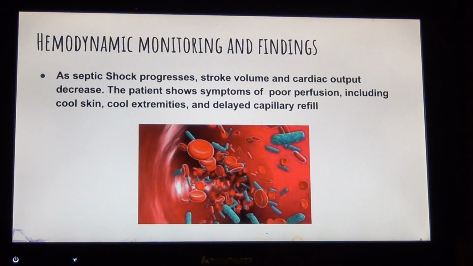Hemodynamic monitoring and findings. As septic shock progresses, stroke volume and cardiac output decrease. The patient shows symptoms of poor perfusion, including cool skin, cool extremities, and delayed capillary refill.